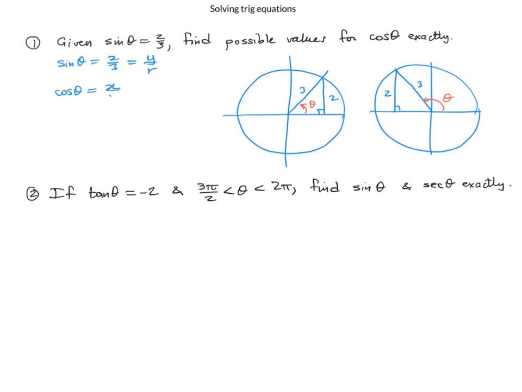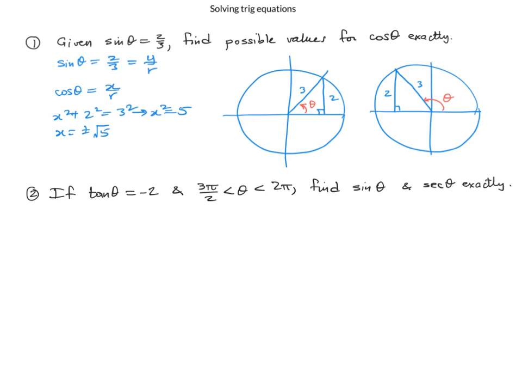Well, that means we need to work out what x is in each of these scenarios. So we can use the Pythagorean theorem. So we basically say x squared plus 2 squared equals 3 squared. So basically we're saying x squared equals 5 if I do subtraction, right? So 9 minus 4 is 5. So x equals plus or minus root 5.